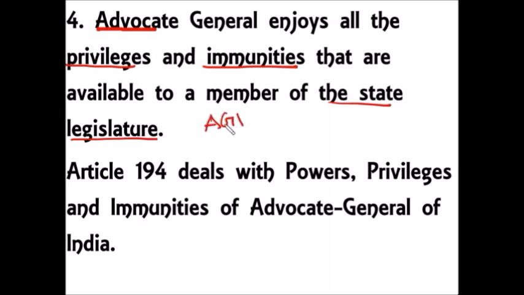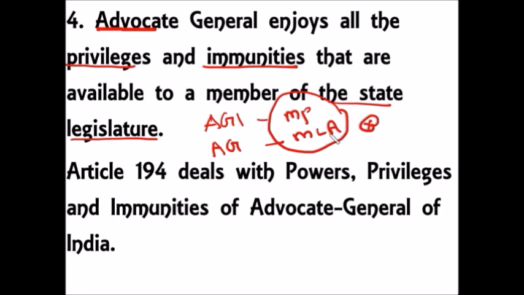Here, just a comparison. The Attorney General of India has all the immunities of MPs. The Advocate General has all the privileges and immunities available to MLAs. Remember this point for the prelims examination. Article 194 deals with the powers, privileges and immunities of the Advocate General.